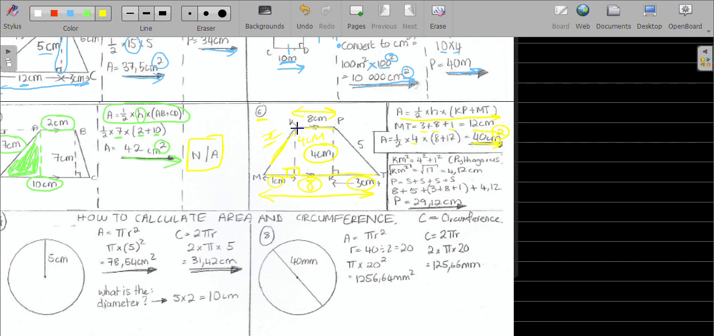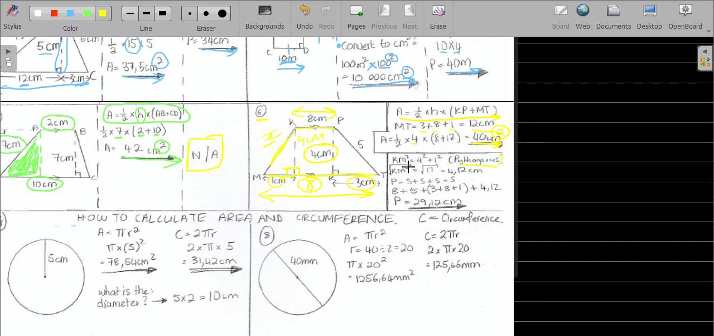So let's have a look. It would be KM squared is equal to the sum of the squares of the other two sides. So 4 squared, remember Pythagoras, plus 1 squared. And then you put your reason in here, Pythagoras. And then you just simplify how you normally do Pythagoras. So you simplify those, and this becomes 17. And then this is KM squared.